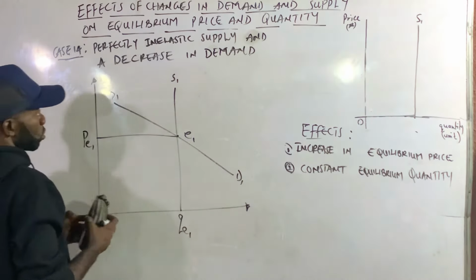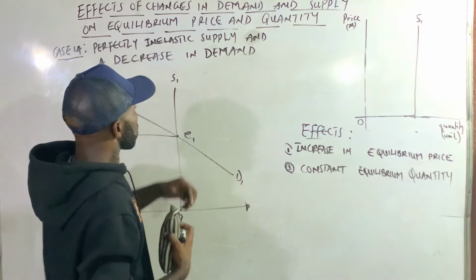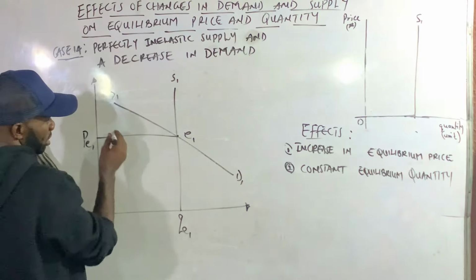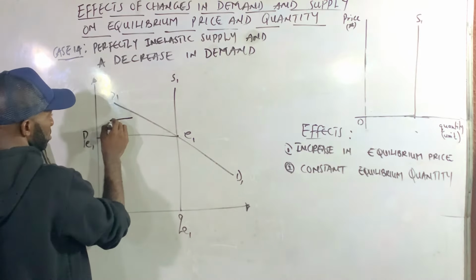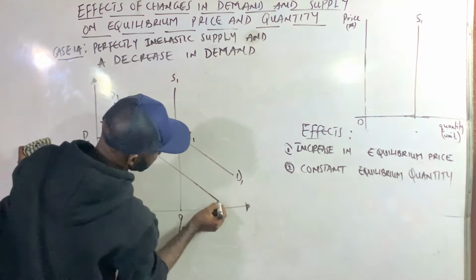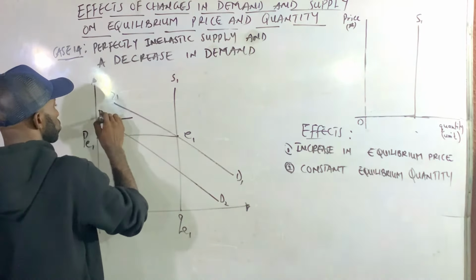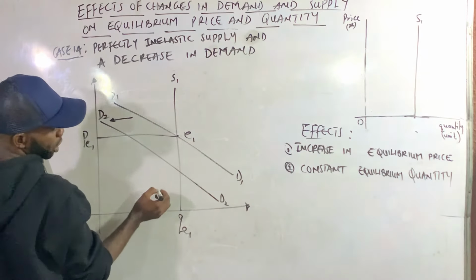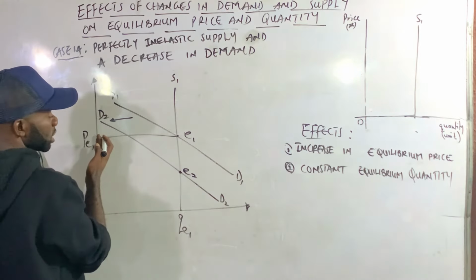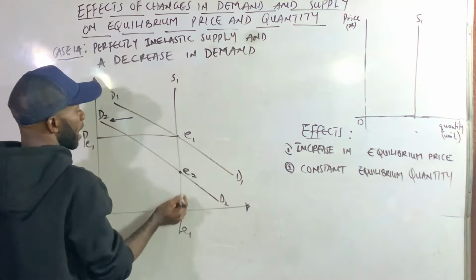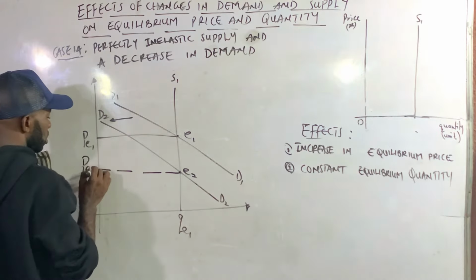If I have to obey this instruction, which says consider a perfectly inelastic supply curve and a decrease in demand, a decrease in demand is a shift of the demand curve to the left. And if this has to shift to the left, then it can reproduce something of this nature. D2. What do we have? This will be our new equilibrium point, which is E2. Why? Because that's where the new demand curve and the old supply curve meet. Since we do not have a new supply curve, we trace it to the price axis.